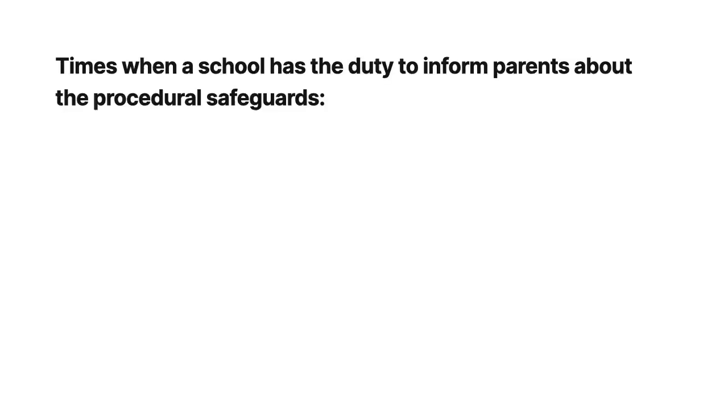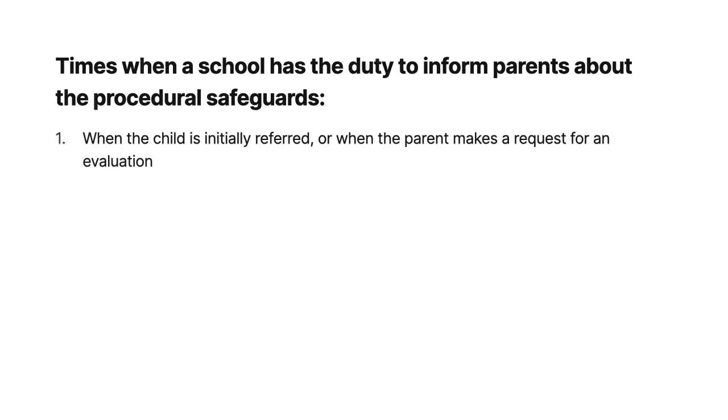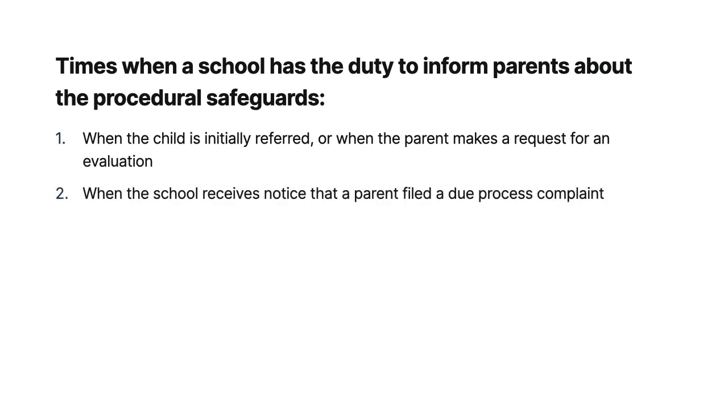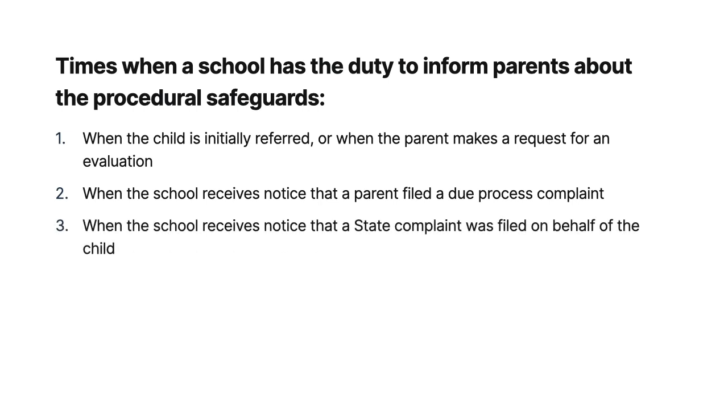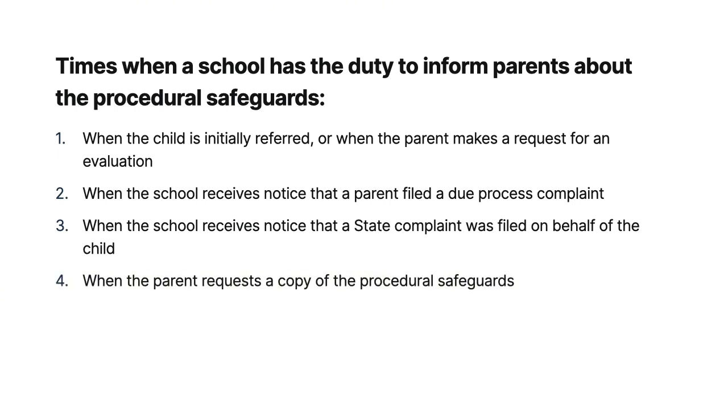There are other times they are required to provide it too, and those are when the child is initially referred, or when the parent makes a request for an evaluation, when the school receives notice that a parent has filed a due process complaint, when the school receives notice that a state complaint was filed on behalf of the child, when the parent requests a copy of the procedural safeguards, and at certain disciplinary procedures. Make sure you review your Procedural Safeguards Notice and let your school team know if you need further explanation.